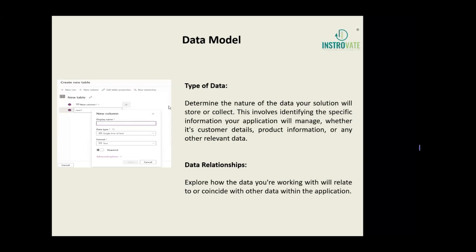Data model. If we talk about data model, so type of data, it determines the nature of the data your solution will store or collect. This involves identifying the specific information your application will manage, whether it's customer data or product information or any other relevant data. So this is the type of data. Data relationship, explore how the data you are working with will relate to or coincide with other data within the application. So this is also very important.